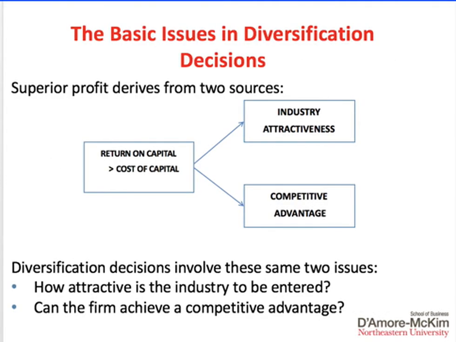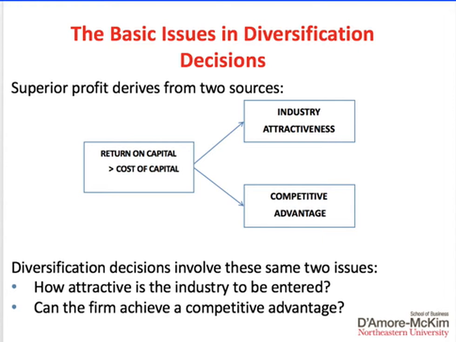The diversification decision is based on providing superior profitability by expanding across industries. Essentially, the return on diversification must exceed the financial cost to diversify. This additional value can come from two sources. One, the attractiveness of the industry I'm entering. So is this an attractive industry in terms of it's profitable, it's growing, and if I enter, there's an opportunity to gather and obtain more profitability.